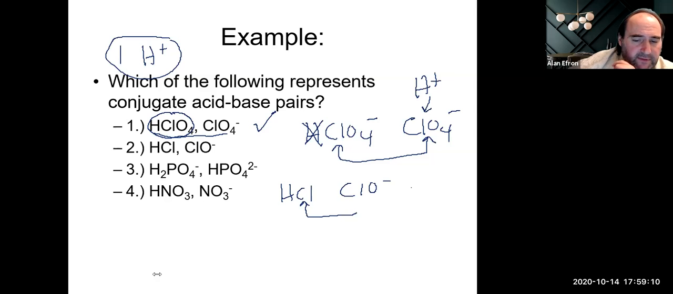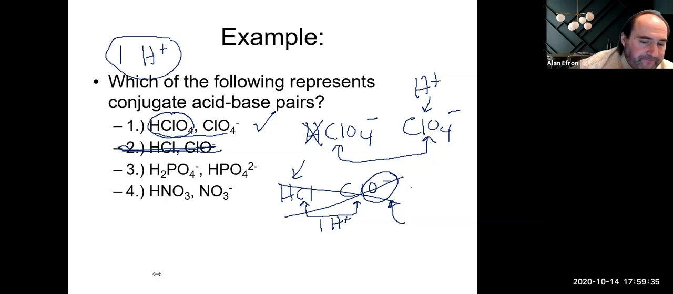The difference between these two is one H plus, but there's also a difference of an oxygen. This one doesn't have an oxygen. This one does. So it's a difference of one H plus and an oxygen, which means these would not be related to each other. The only difference there could be is just that one H plus. So this one would not be so good.